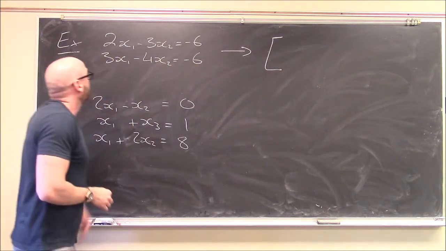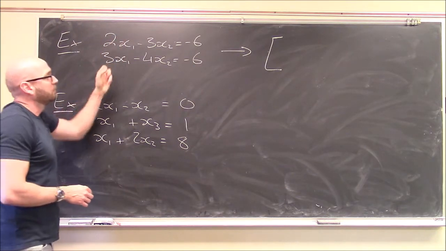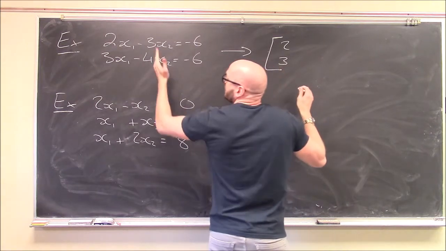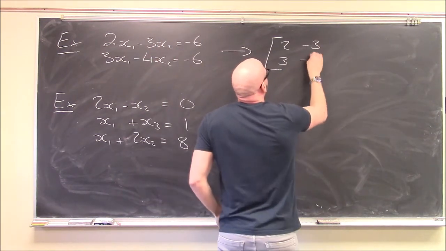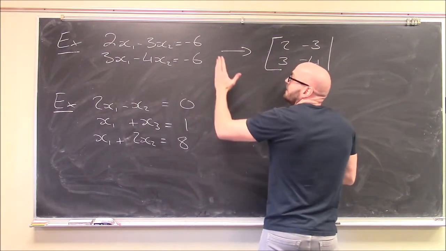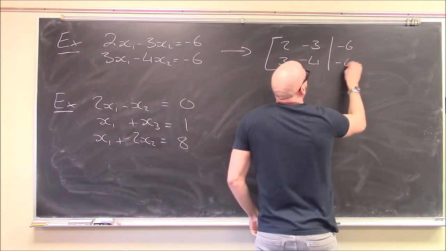So my first column is going to be the coefficients of the x1 variable, so 2 and 3. So my first column is 2, 3. Second column, coefficients of the x2 variable, -3 and -4. And last but not least, I'm going to put my augmentation bar there to indicate I've got my equal sign. And to the right of that, I've got -6 and -6.